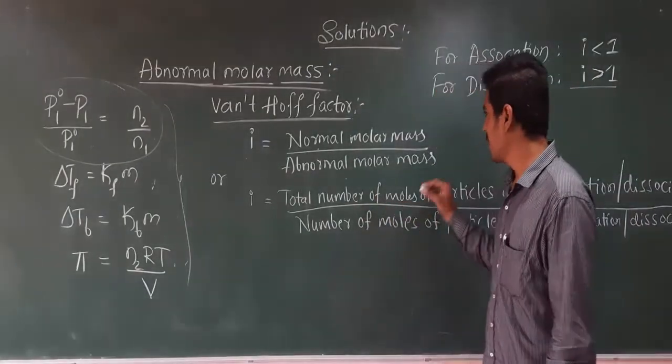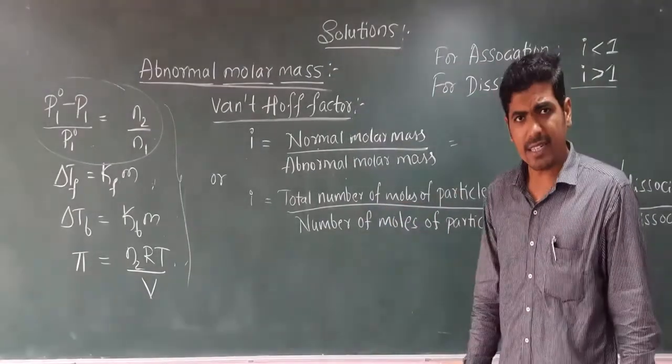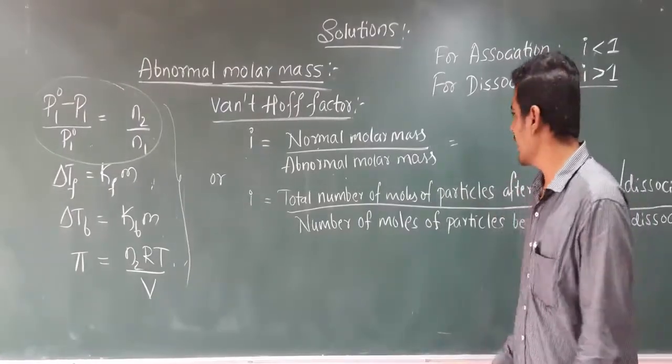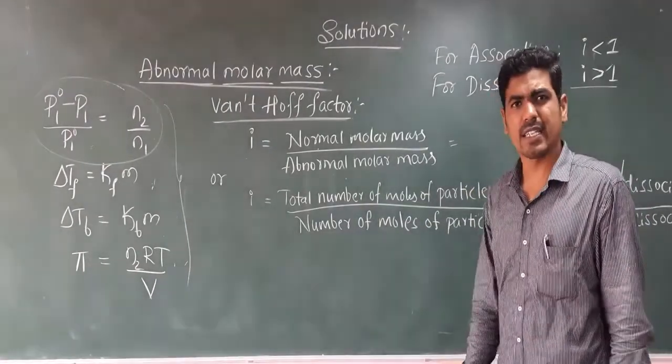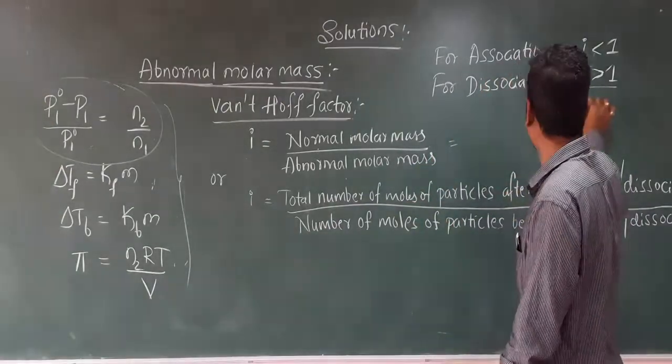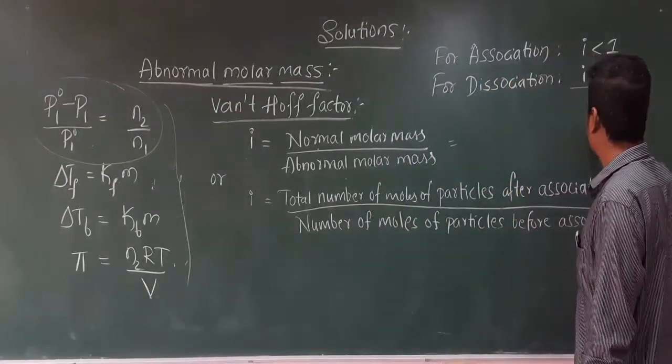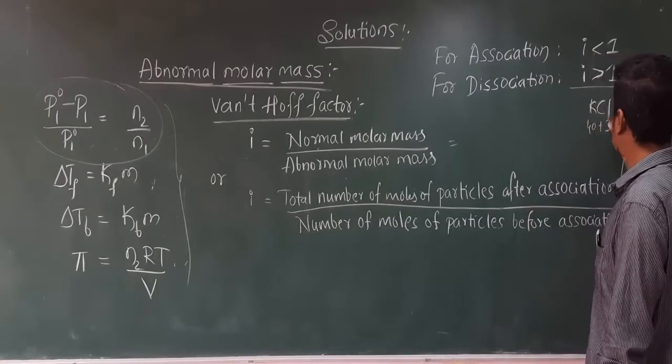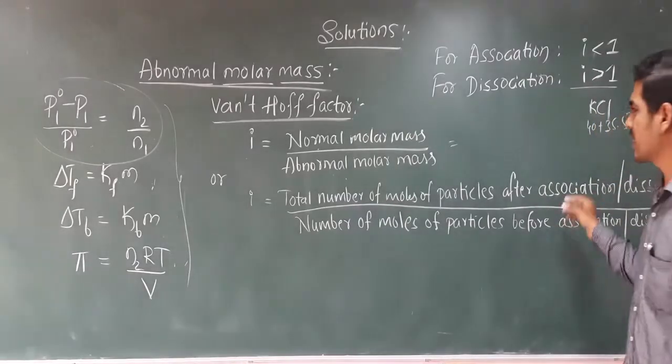So for example, if I consider KCl, what is its molecular mass? The normal molar mass of KCl: K is 40 plus 35.5. How much does it become?